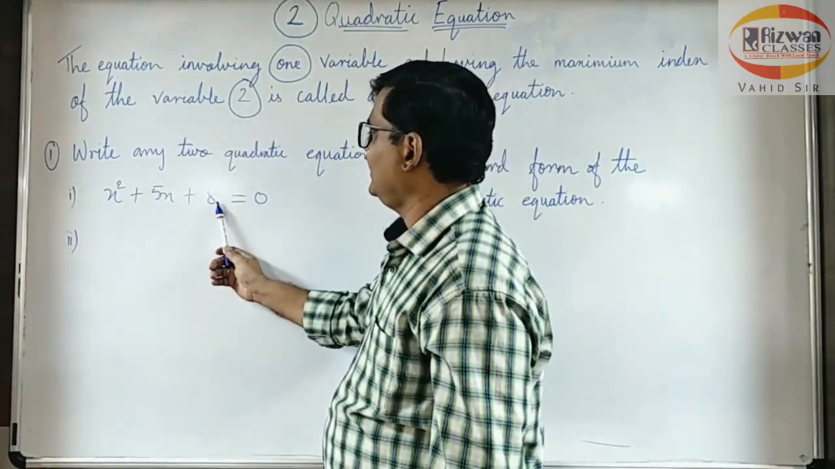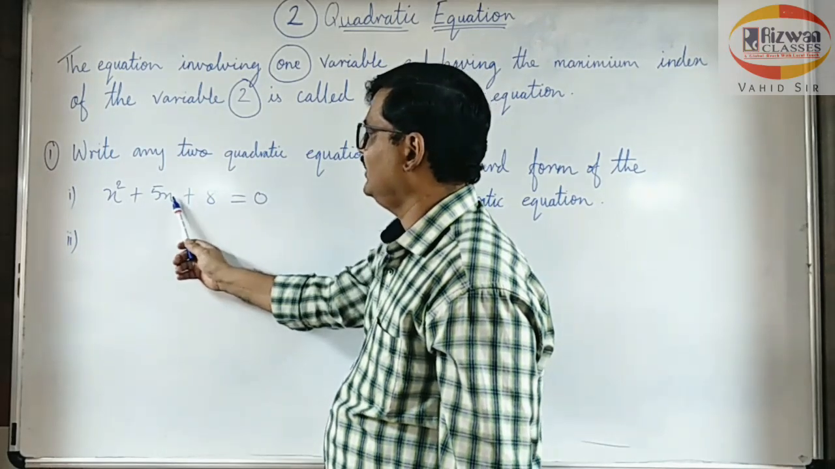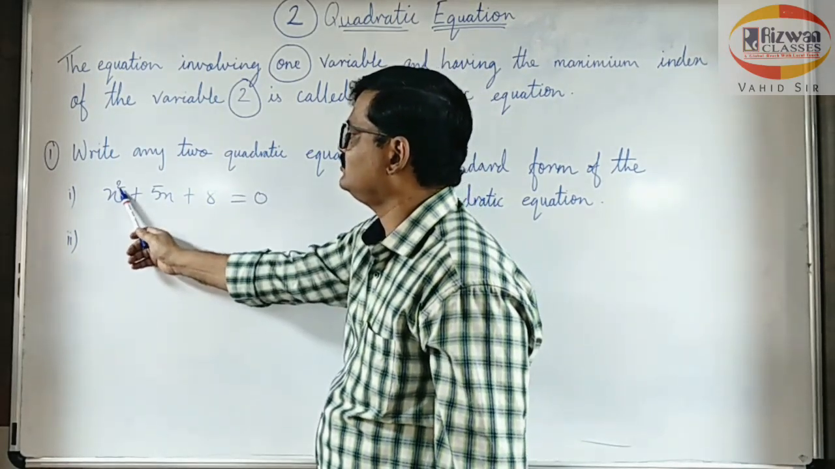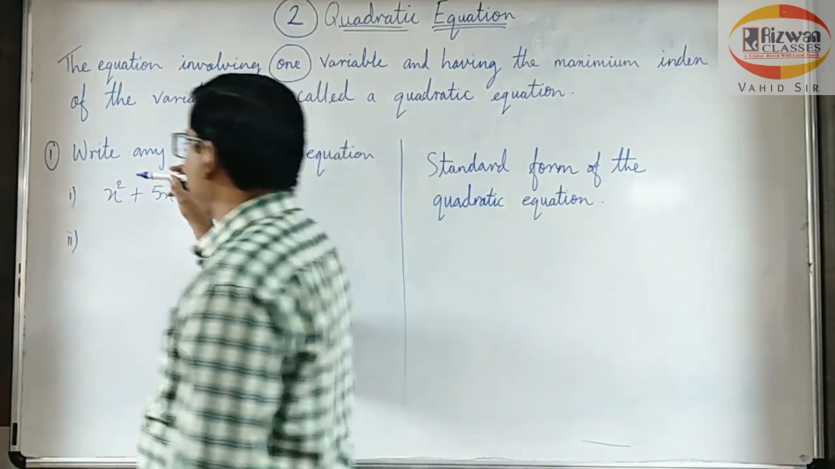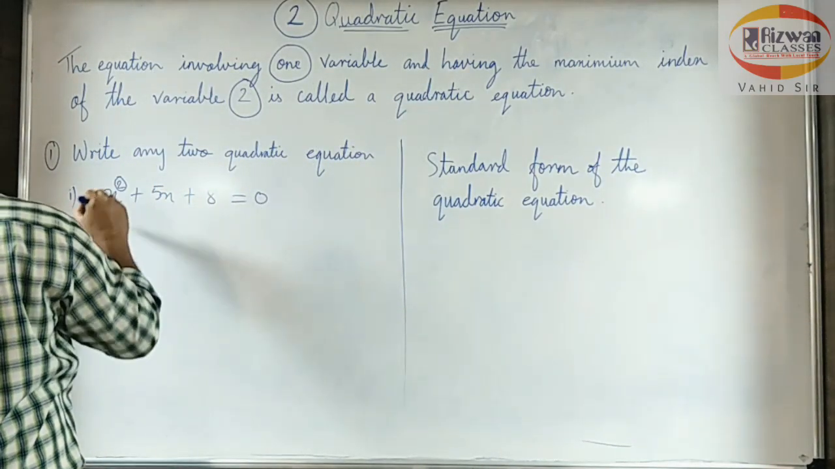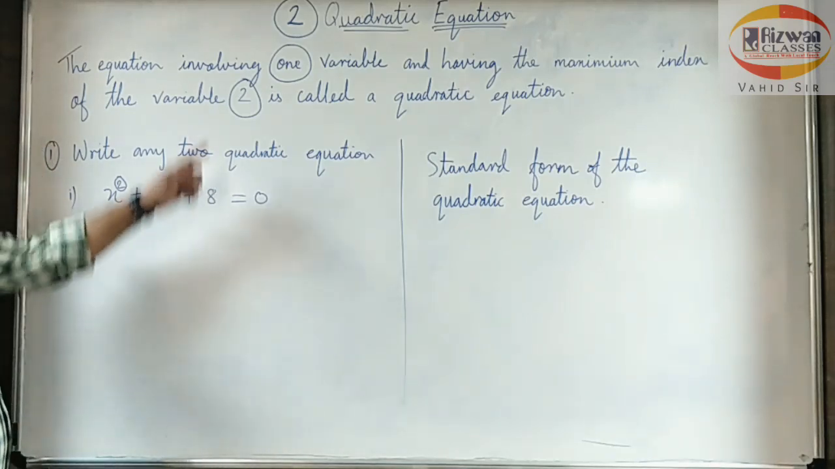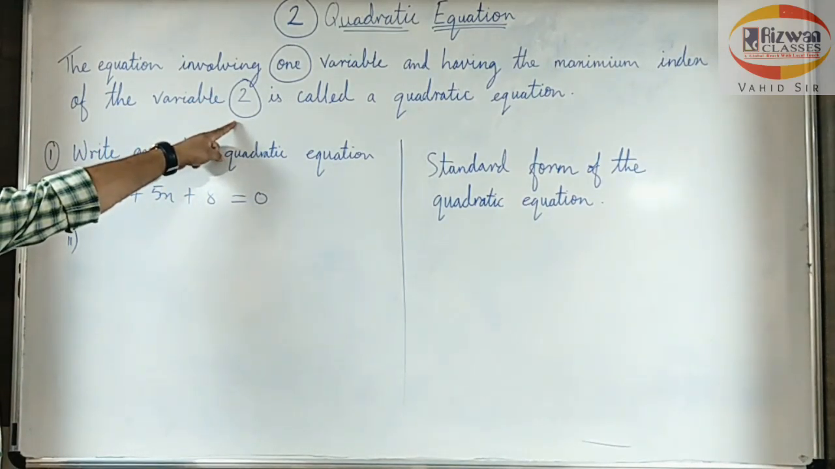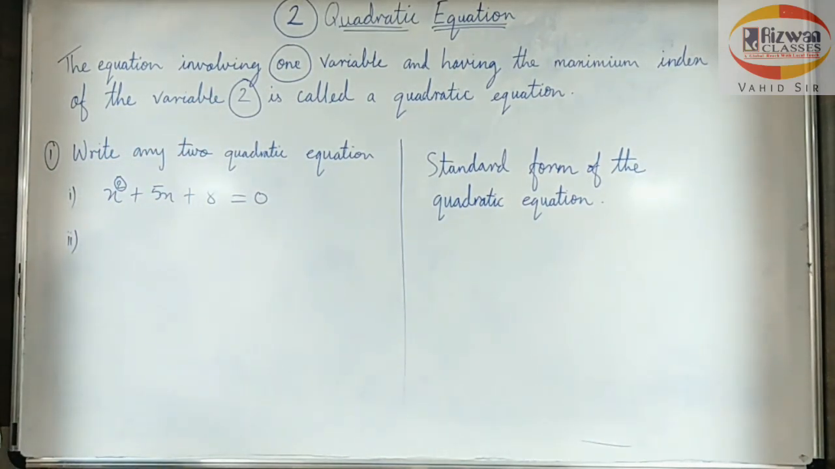Everybody knows there is x raised to 0, x raised to 1, and x raised to 2. Can you see this? The maximum index of the variable is 2. That is what they told: one variable and maximum index 2. So this is a quadratic equation.